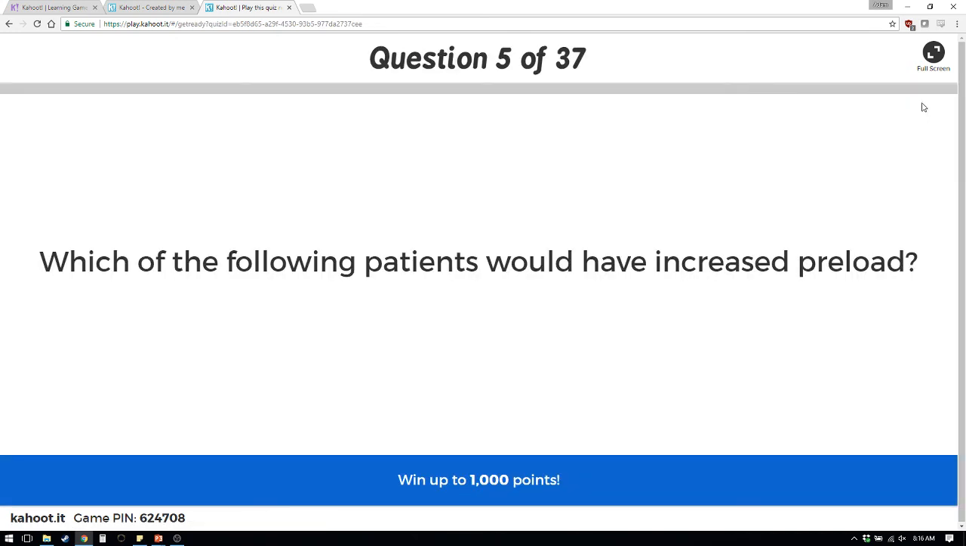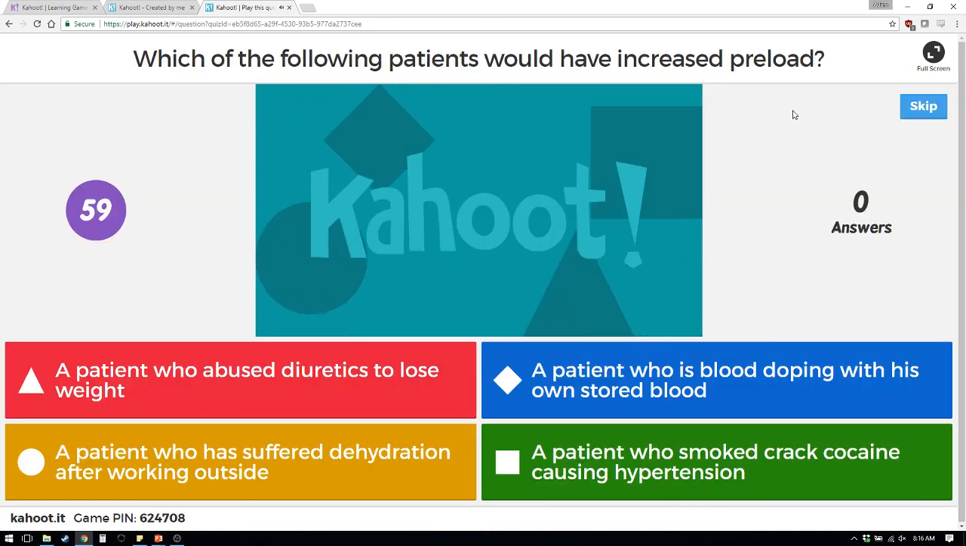Continuing on, you get some harder questions. Which of the following patients would have an increased preload? Patient who is abusing diuretics to lose weight. Patient who is blood doping with their own stored blood. Someone who suffered dehydration after working outside. Or patient who smoked crack cocaine causing hypertension. These are my favorite kind of questions.